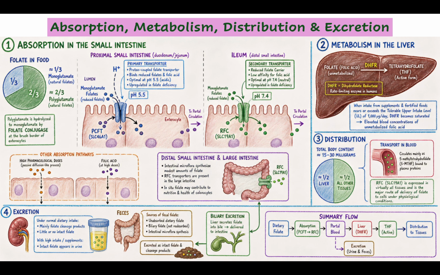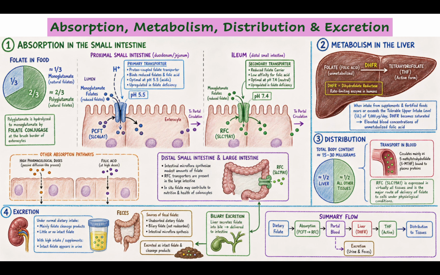Production of the receptor protein is increased in times of folate deficiency. In addition to its role in intestinal absorption, RFC is expressed in virtually all tissues and is the major route of delivery of folate to cells within the systemic circulation under physiological conditions. When pharmacological amounts of folate are taken as a dietary supplement, absorption also takes place by a passive diffusion-like process.